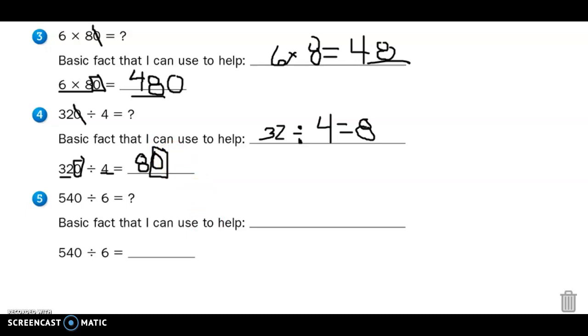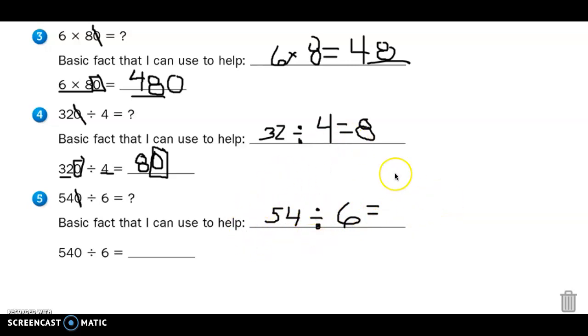Okay, I want to give you a second. Come up with your own basic fact. 540 divided by 6. What would our basic fact be? 6 is all by itself, so what would we do to 540 to come up with a basic fact? Again, I'm going to drop my 0, and I'm going to say 54 divided by 6. What does 54 divided by 6, put into 6 equal groups, equal? Think of your fact families. What times 6 equals 54?